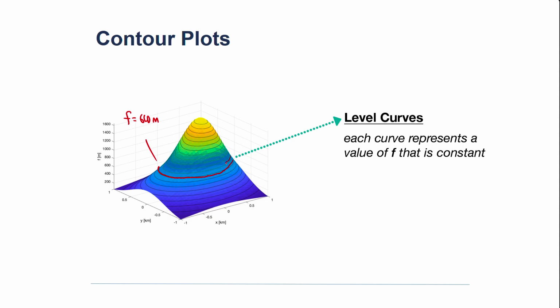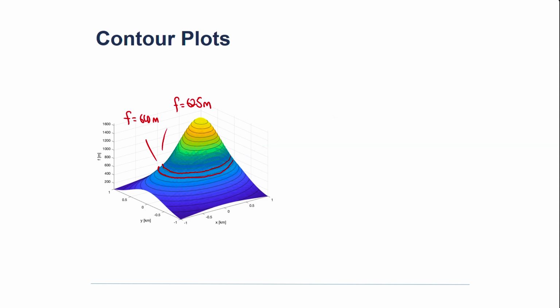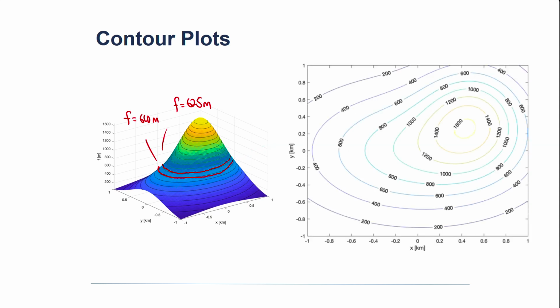I could choose the next contour up, and maybe this represents f equals 625 meters. The spacing is arbitrary. We can choose whatever we want just to make it look clear when we plot the graph. If we view this function from the top, we get this two-dimensional contour plot. And to aid here, we attach labels to the contours so we know what value the level curve is assuming. So here's that 600 meter curve. Everywhere along this contour, the elevation or value of f is 600 meters.